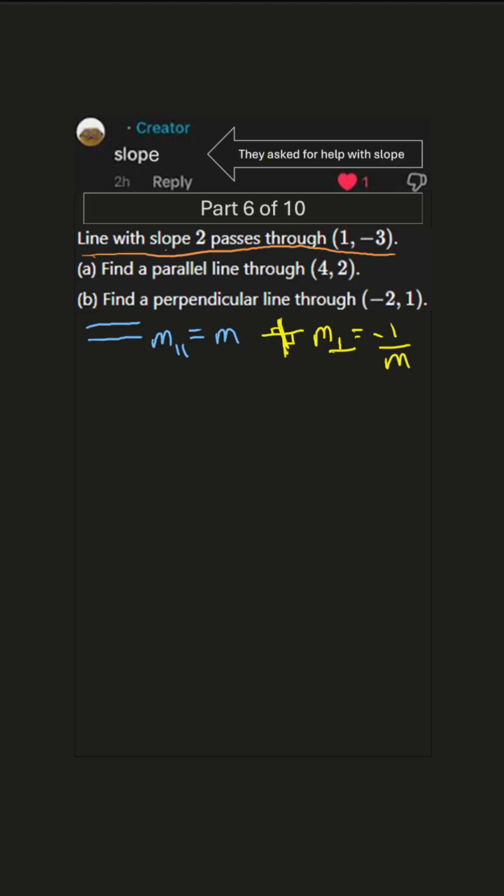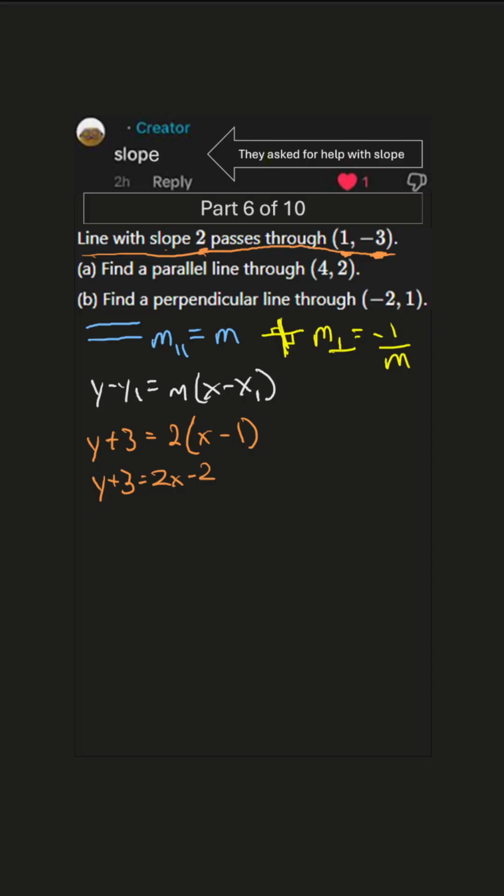Now recall the point-slope formula. Y minus y1 equals m, x minus x1. Check out my earlier videos in this series if you are unfamiliar with that. So let's plug in what we're given. So y plus 3, since it's negative, equals m. So m is 2, x minus 1. Okay, distribute. Y plus 3 equals 2x minus 2. Subtract 3 from both sides. Y equals 2x minus 5. And that's our original line.